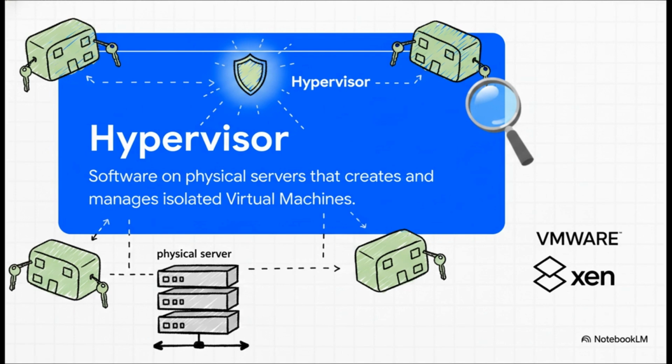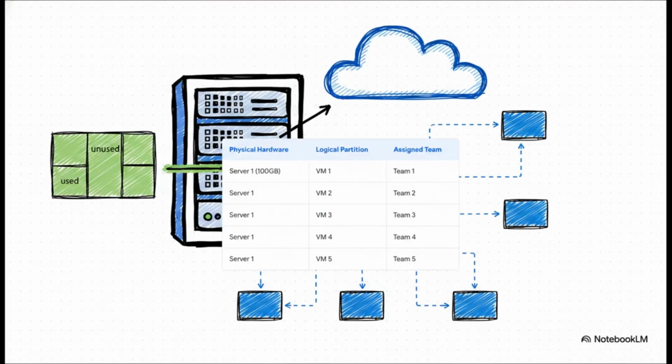Think of the hypervisor as the ultimate property manager. It's the crucial key that takes a single physical server and cleanly breaks it down into multiple, logically isolated environments. Take a look at how this totally changes the game for Example.com.